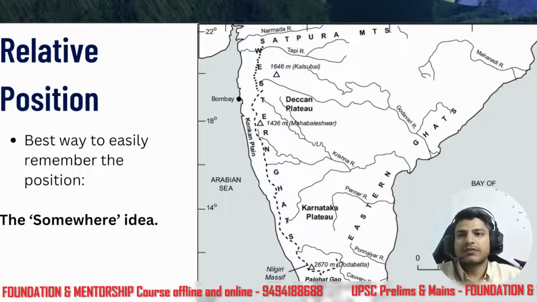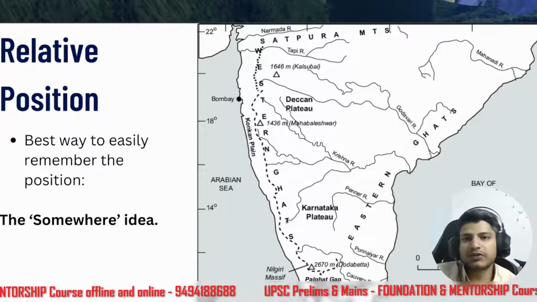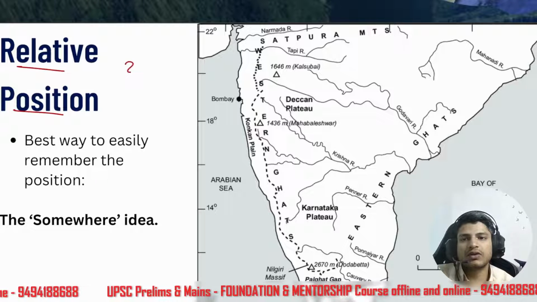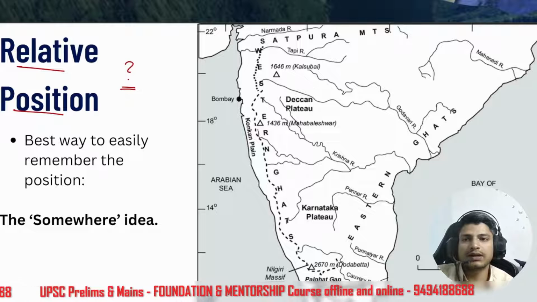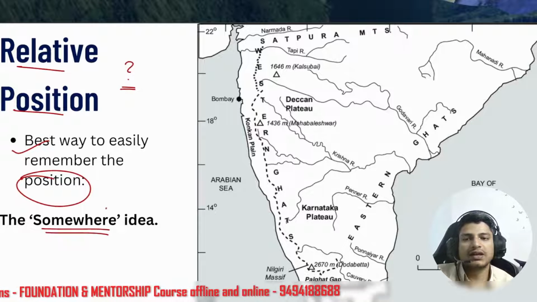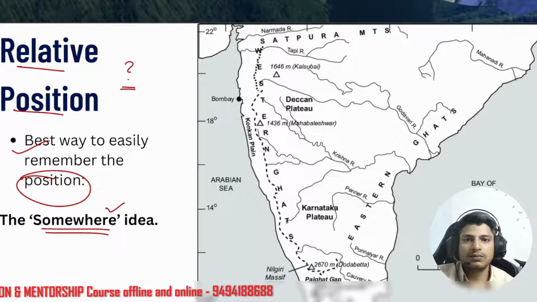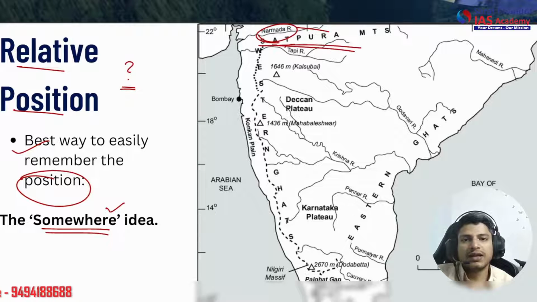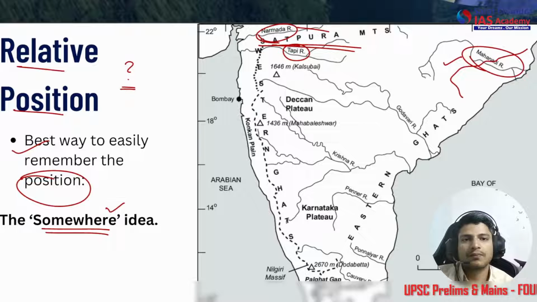Now the first thing that we are going to deal with is the relative position of the river in the map of India. So where is this river located in general? The best way to remember the position is to have a somewhere idea that it is somewhere close to here. For reference, we see the Narmada here, down to the Vindhyachal ranges and then the Satpura ranges, finally coming down to the Tapti river or the Tapi river. Then there is Mahanadi. We have already covered this river as well. It is located mostly in Odisha.